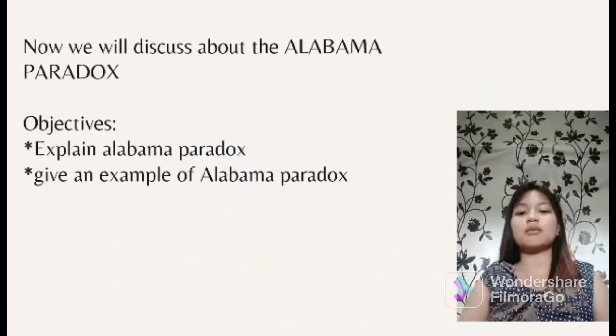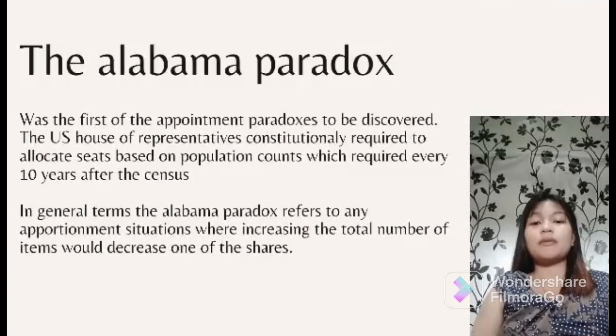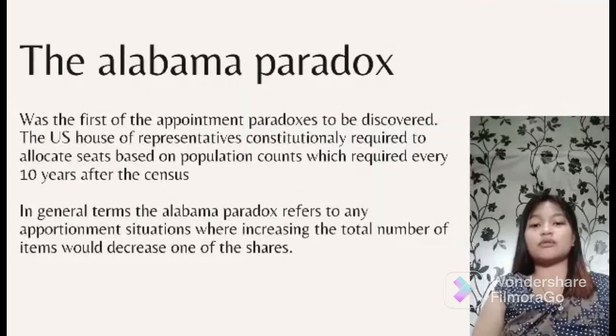Now we will discuss the Alabama paradox. Objectives: explain the Alabama paradox, and give an example of the Alabama paradox. The Alabama paradox was the first of the apportionment paradoxes to be discovered at the U.S. House of Representatives, which is constitutionally required to allocate seats based on the population counts, which are required every 10 years after the census.